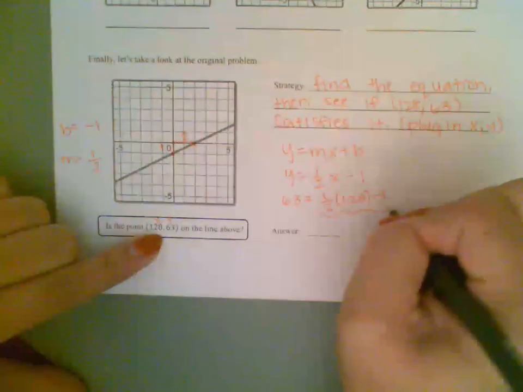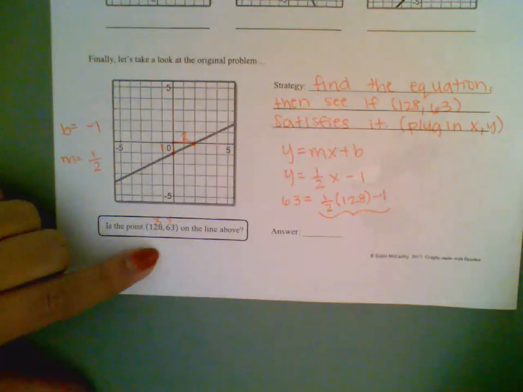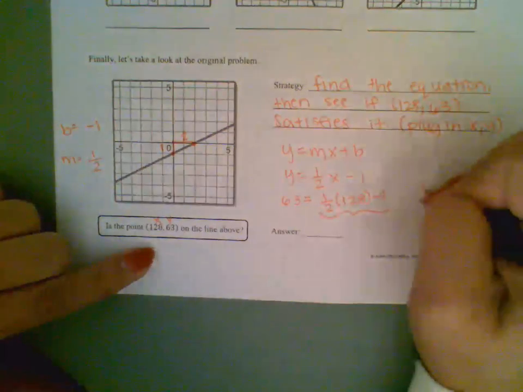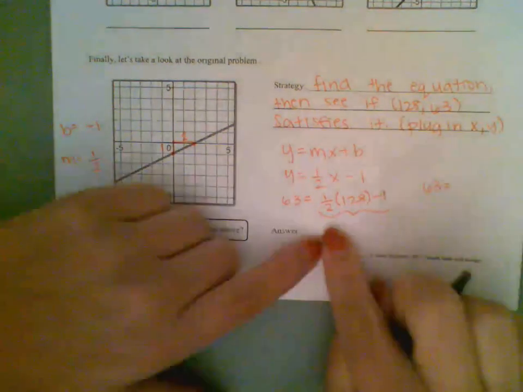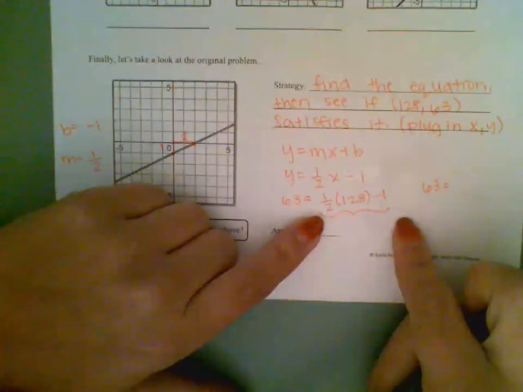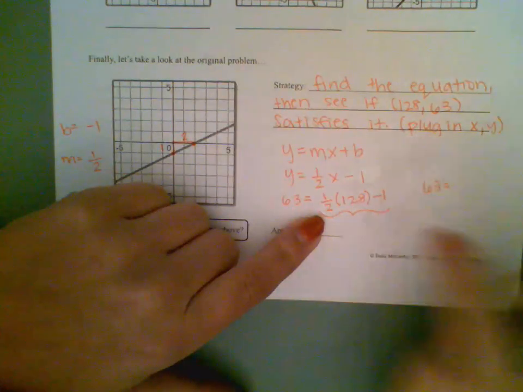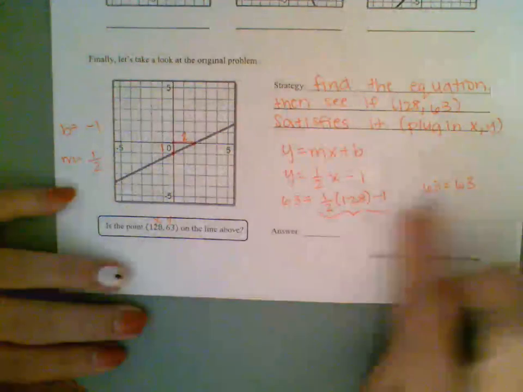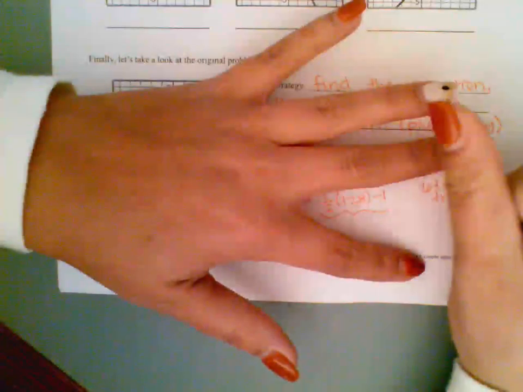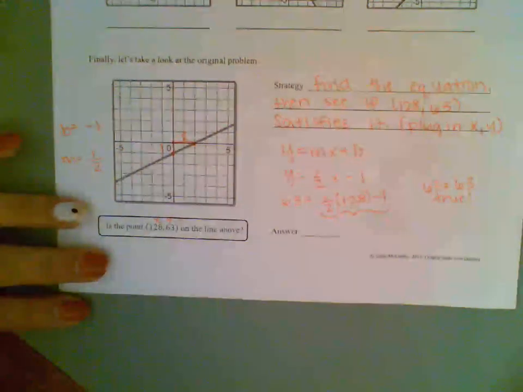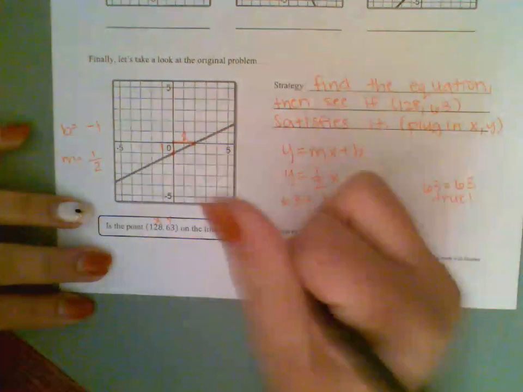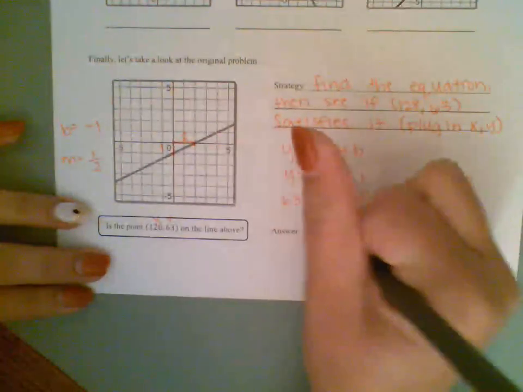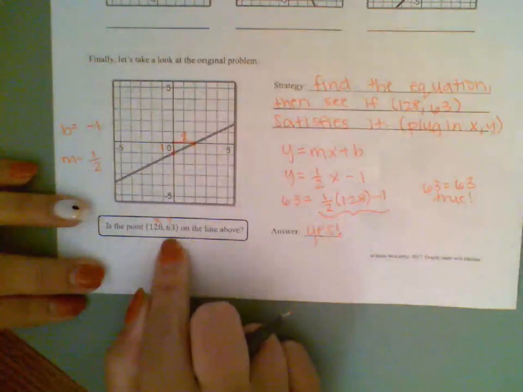So we're plugging this part right here into our calculators. So we have 63 on the left, and when you plug this into your calculator, you should get a 63 on the right. So since they're equal, this is a true statement. That's true. We've done those before. And so the answer is yes, that this point is on the line above.